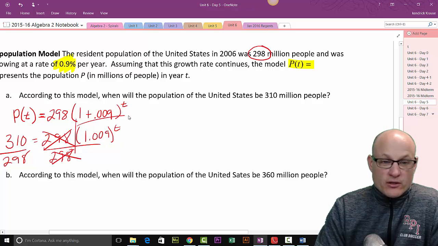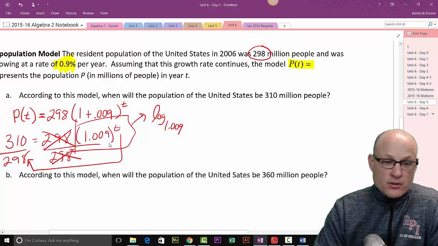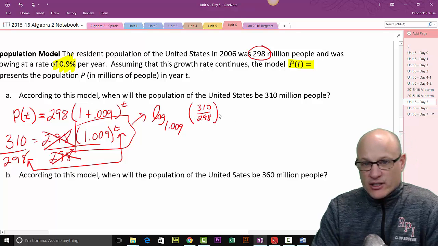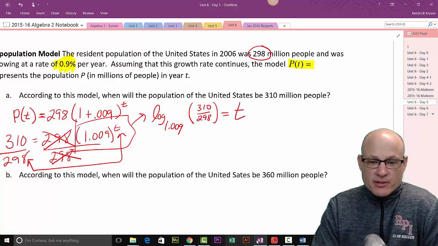So now that I've got this weird thing all by itself, I'm going to change the base. So log of 1.009. Now these two things switch. Of this fraction, 310 over 298. And again, there's no reason to get an intermediate decimal value. That's just going to give you problems. Is equal to t. And that's what I'm going to type into my calculator.